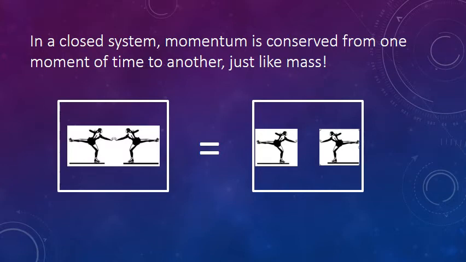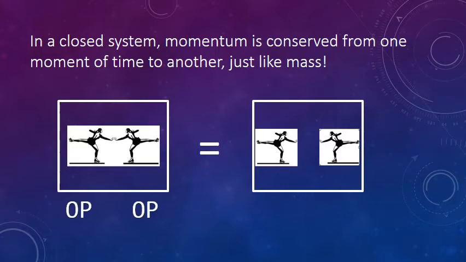So in a closed system, which is indicated by that solid line, momentum is conserved from one moment of time to another, just like mass is. So I would start this problem by drawing a box around the initial position of those 2 skaters and showing later in time the same skaters in the same box but spread apart because they've moved apart. So let's look inside that first box at the individual objects.